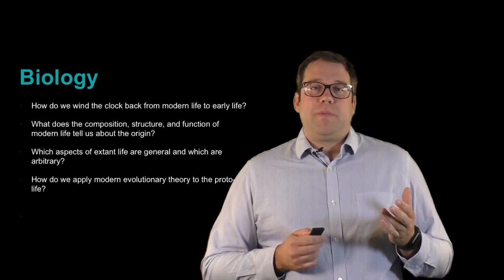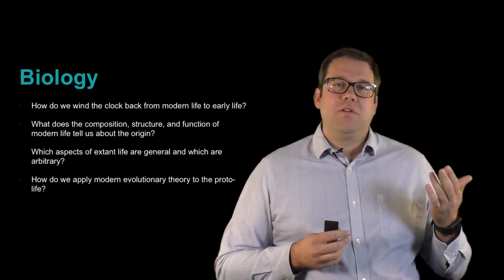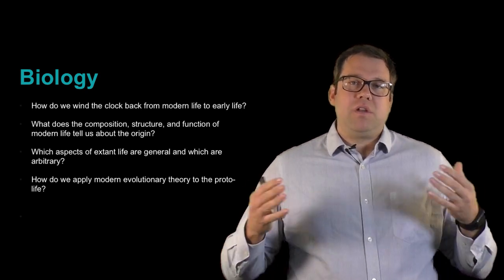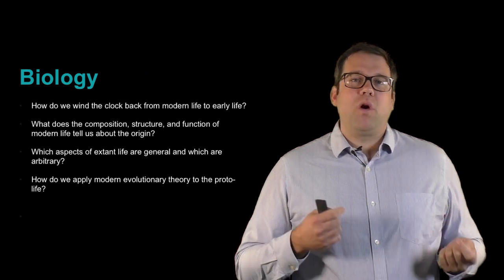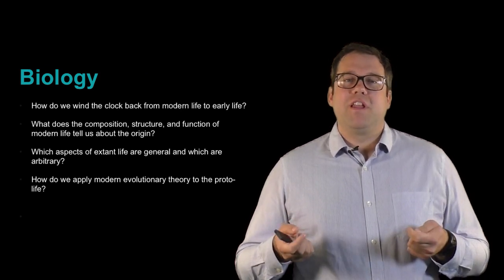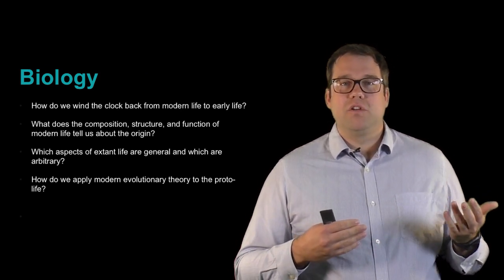From a biological perspective, the questions we're interested in are mostly, how do we take everything we know about modern life and try and look as far back in time as we can? So how do we wind back the clock on modern life to understand what early life might have looked like?